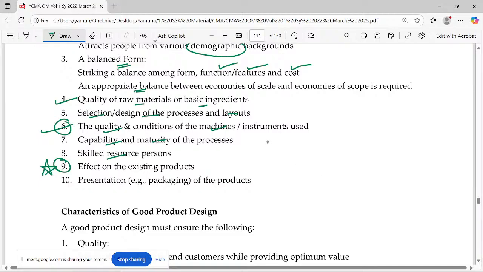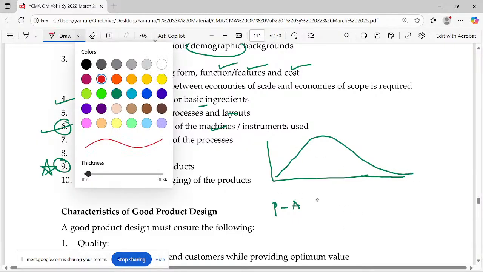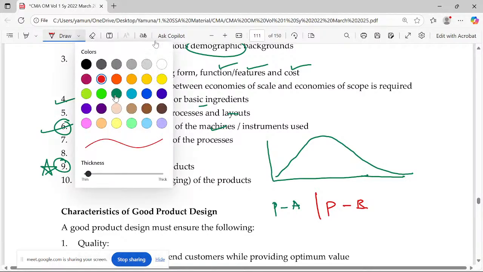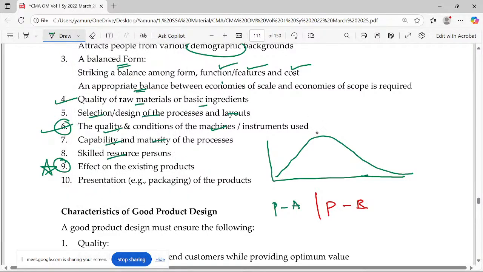Let me go for the product life cycle. I'm talking about product A, okay, in green color. This is my product A. Okay, let me go for another product B. I'm taking red color for product B. Probably when we talk about product A, this will be the maturity stage, right?